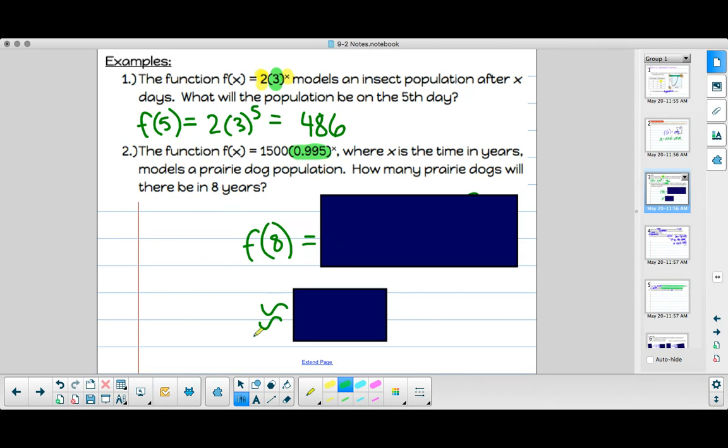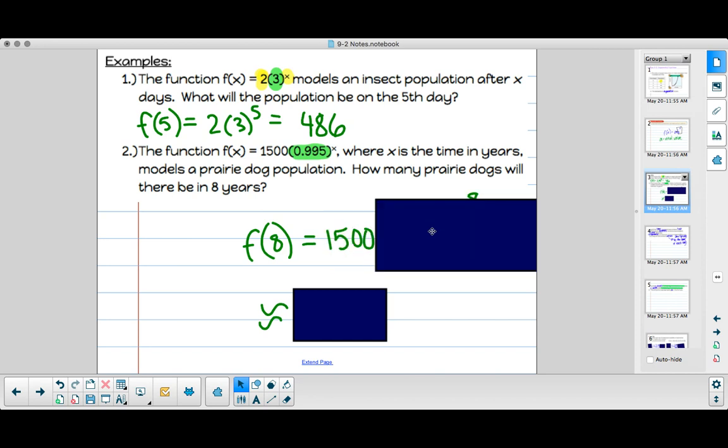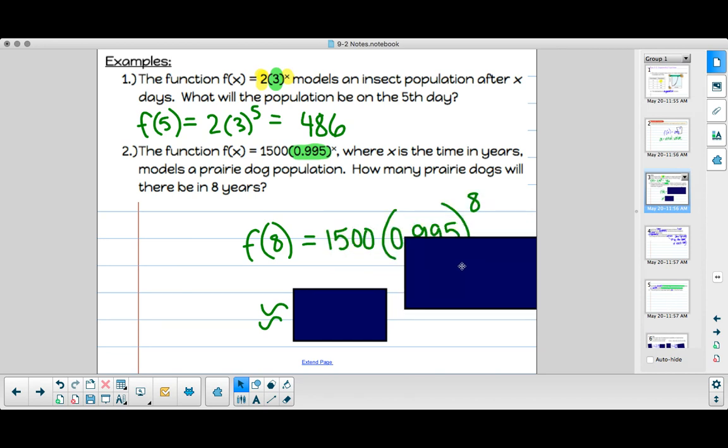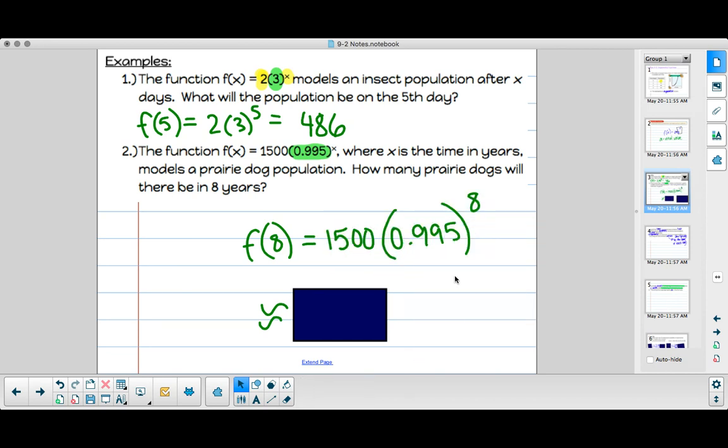So the question is, how many prairie dogs will there be in 8 years? That means we're finding f of 8. So we're just going to change x to be equal to 8. So we're doing 1500 times 0.995 to the 8th power. Again, you do the exponent part first and then multiply by 1500. We are talking about prairie dogs, which is an animal, so we're going to round to the nearest whole number. So after 8 years, there'd be approximately 1,441 prairie dogs.